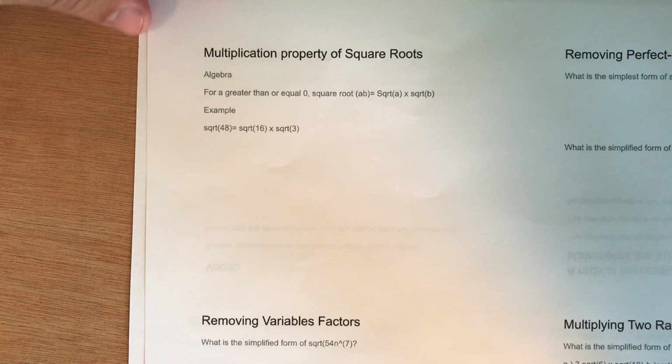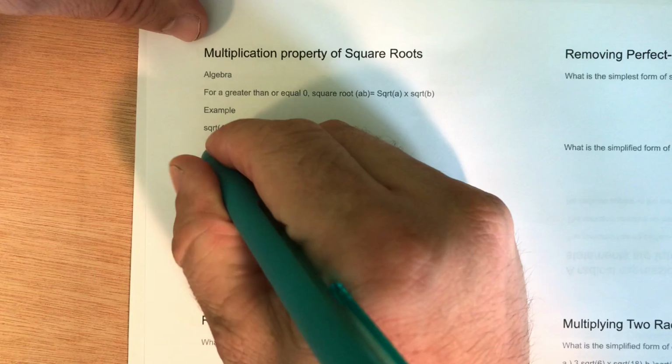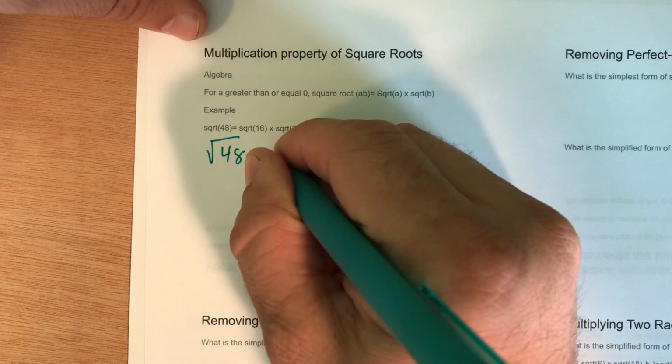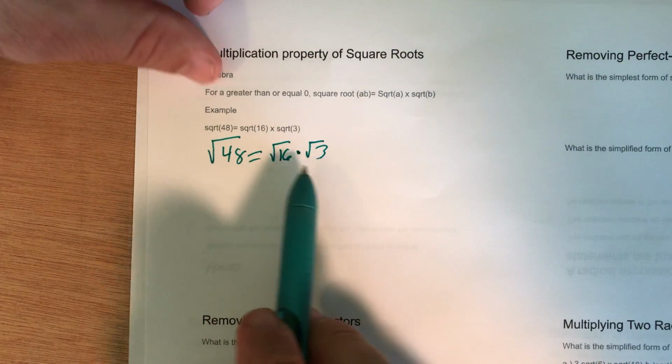Another property before we get going into this. The multiplication property of square roots: for a greater than or equal to 0 and b greater than or equal to 0, the square root of AB equals the square root of A times the square root of B. Example, the square root of 48 equals the square root of 16 times the square root of 3. You can just multiply these two.